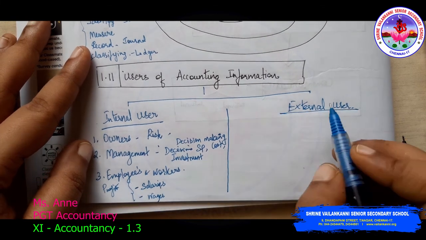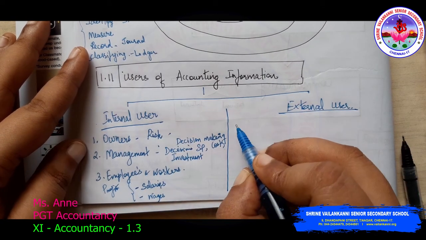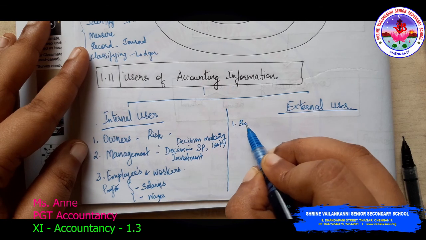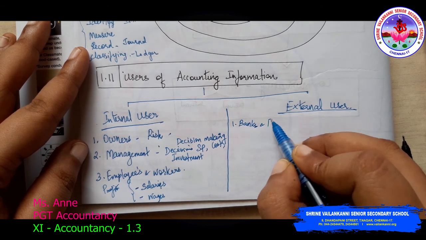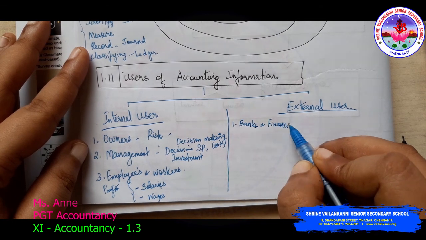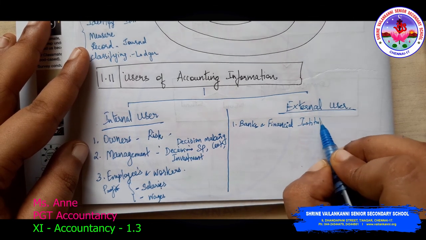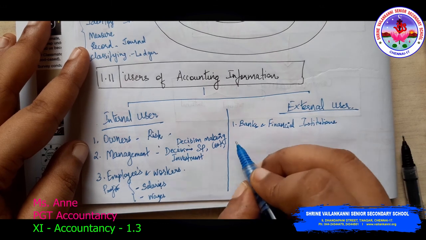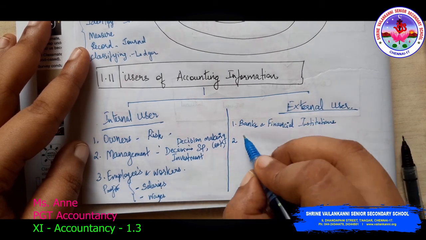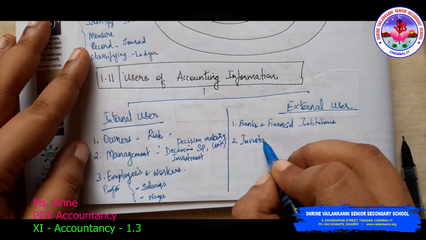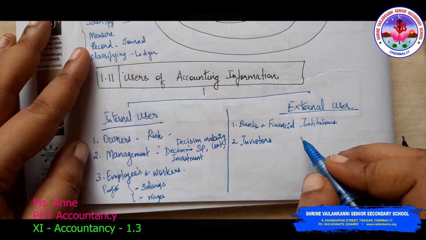Now who are all the external users? The external users can be the banks and financial institutions. The second can be investors and the potential investors.